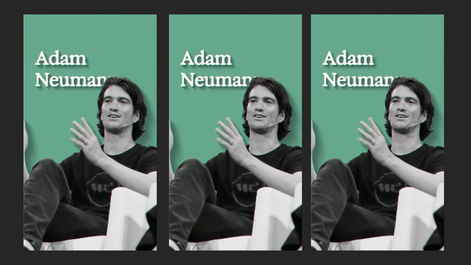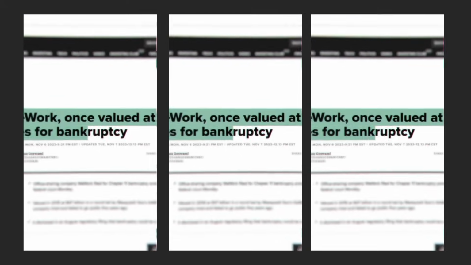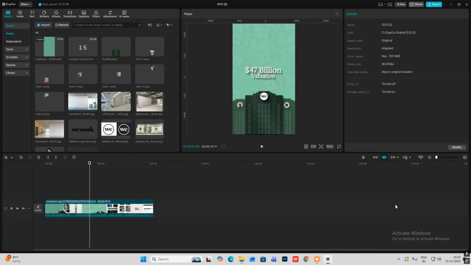I watched WeWork raise more money than some nations. $47 billion valuation, offices everywhere, and a world-class team, and still it went bankrupt in just a few years. Hi everyone, let's create a professional and clean looking animation.